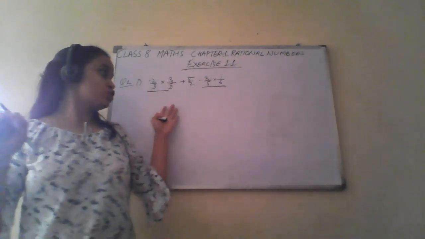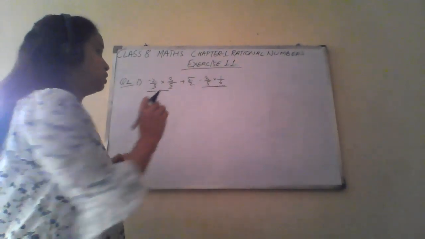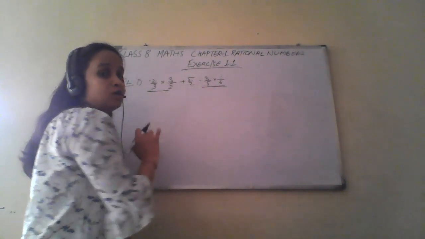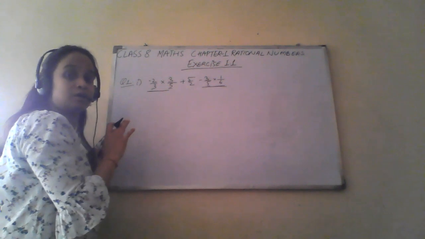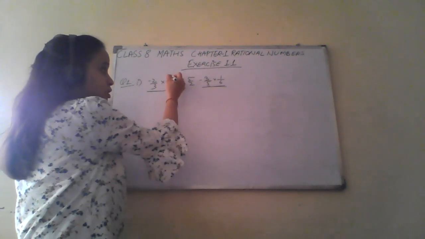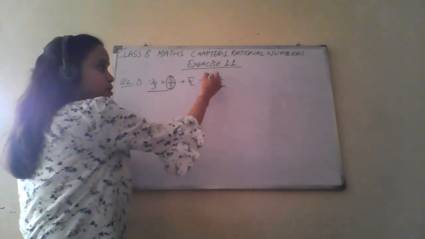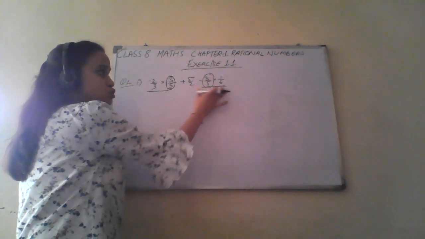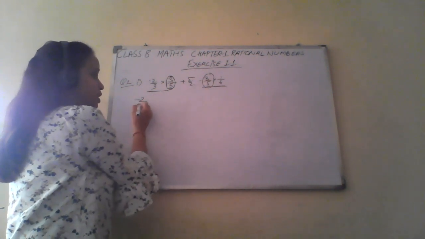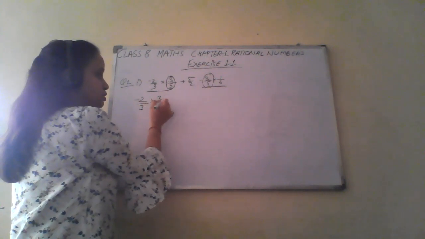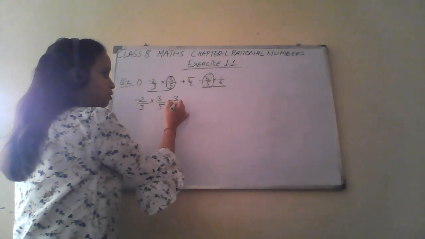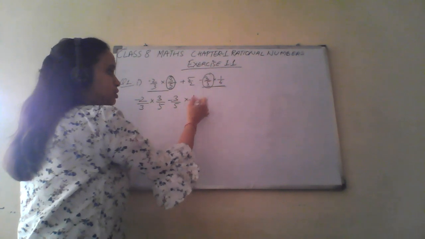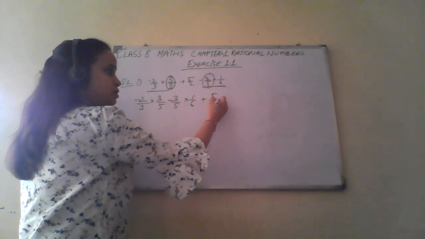To solve this question, we must first pick the terms which have something in common. Do you find anything in common in these terms? Our answer is this: 3 by 5 is present in both these two terms. So we can group these two terms together. We can write like this. This 5 by 2 will remain as it is.